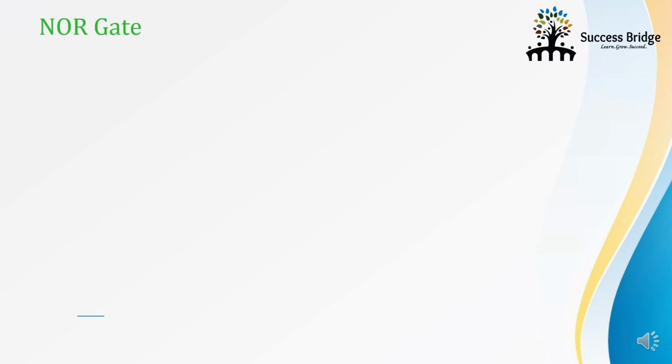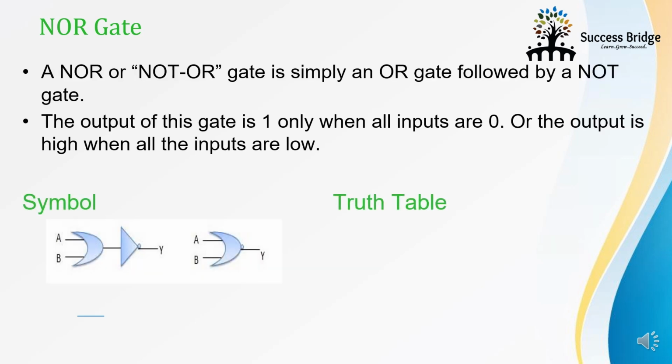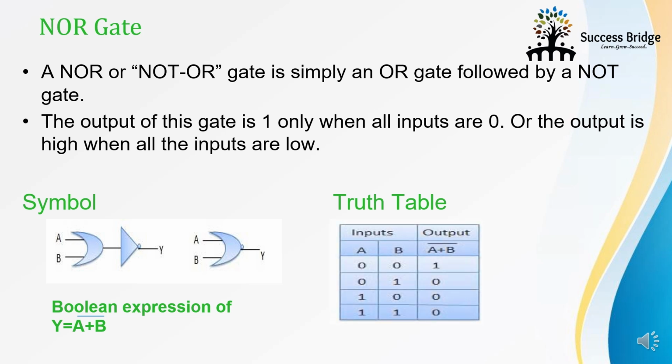Another logic gate is the NOR gate. This is the logic representation of the NOR gate. The NOR gate is built by the combination of the NOT gate and the OR gate. These are the two inputs. A and B are the two inputs and Y is the output. Let's see with the help of the truth table the behavior of the NOR gate.